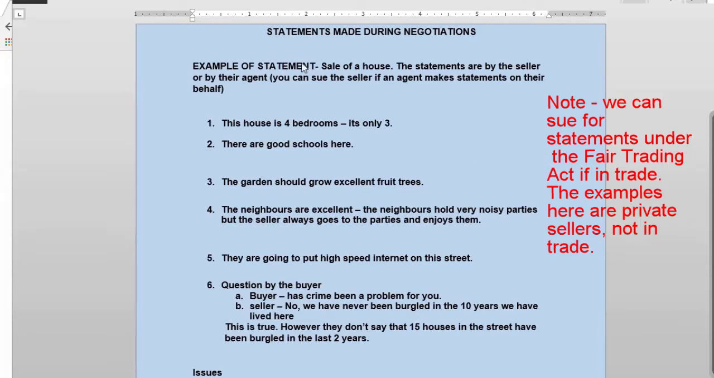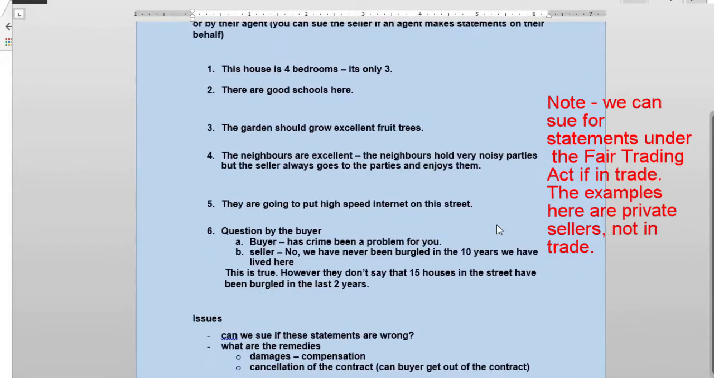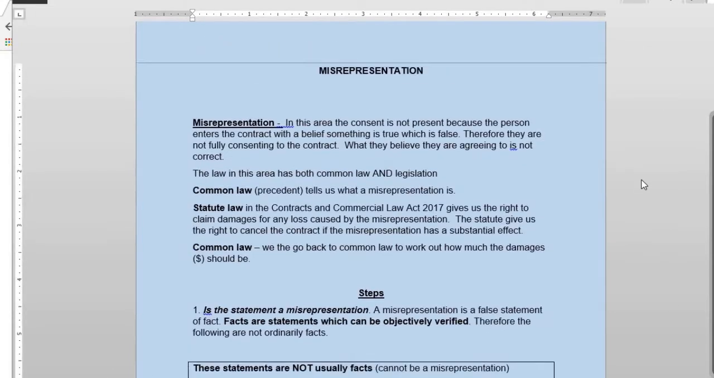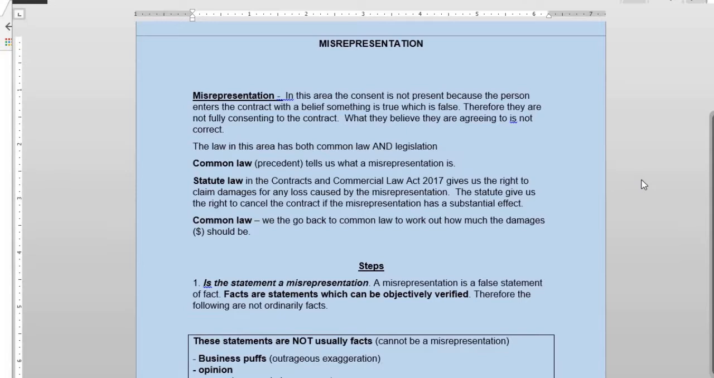So I've got a series of examples here based on a sale and purchase of a house, and we'll come back to these. They illustrate the various types of statements which create problems for us. So let's just go down through, and we're going to have a look at the notes which are on Canvas relating to misrepresentation.